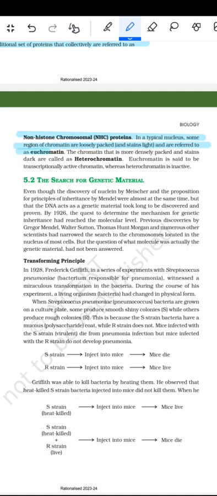In a typical nucleus, some regions of the chromatin are loosely packed and often lightly stained, and are referred to as the euchromatin. The chromatin that is more densely packed and often darkly stained is called the heterochromatin. Euchromatin is said to be transcriptionally active chromatin, whereas heterochromatin is inactive.